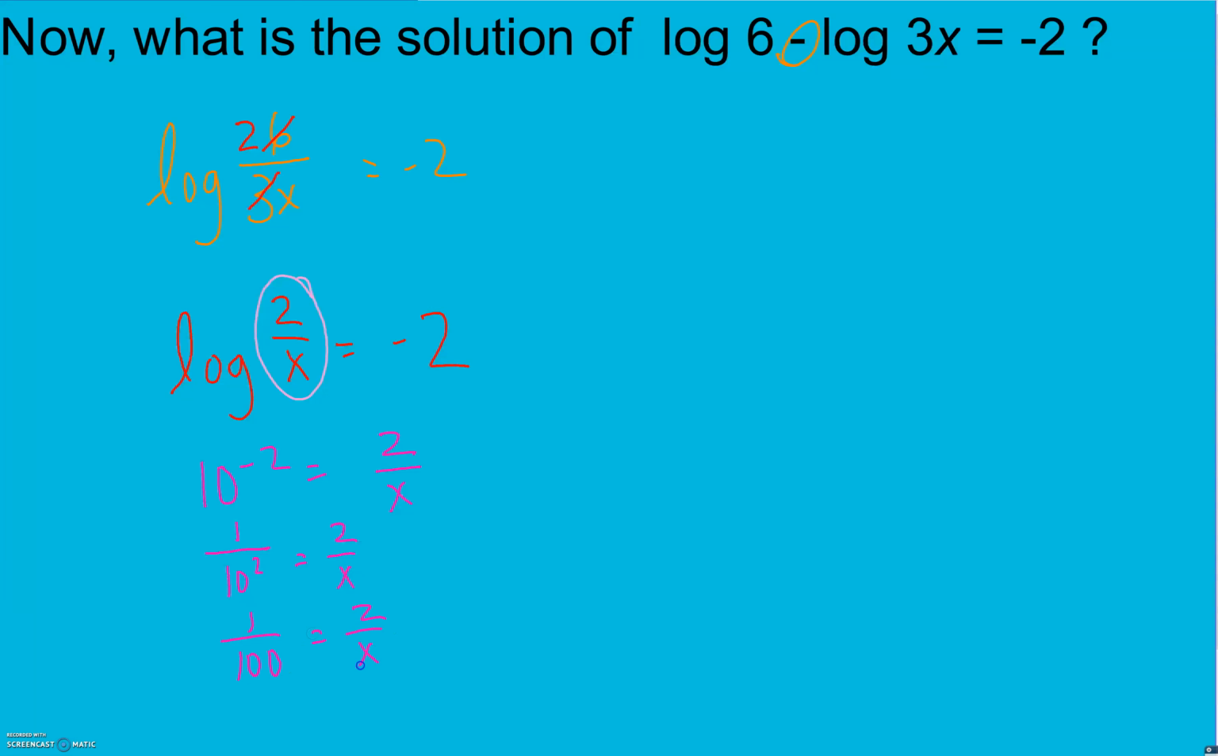And right now we have proportions, and in order to solve proportions, we cross multiply and set them equal to each other. So we get 100 times 2 equals 1 times x. So x is going to be 200. If we plug it back in, it will work just fine. We'll have a positive 600 there. So we're okay.